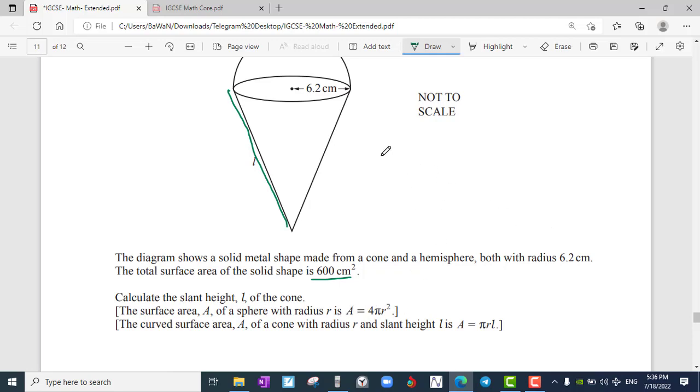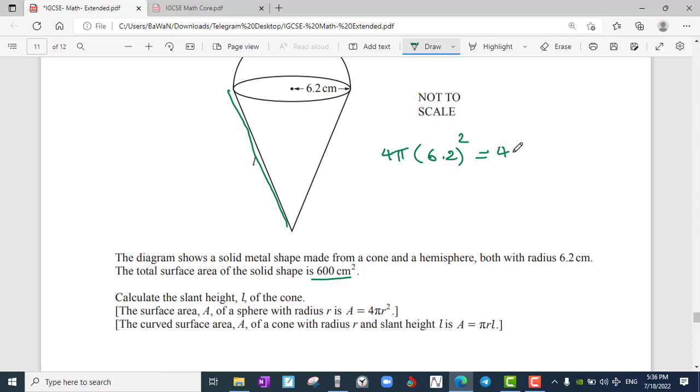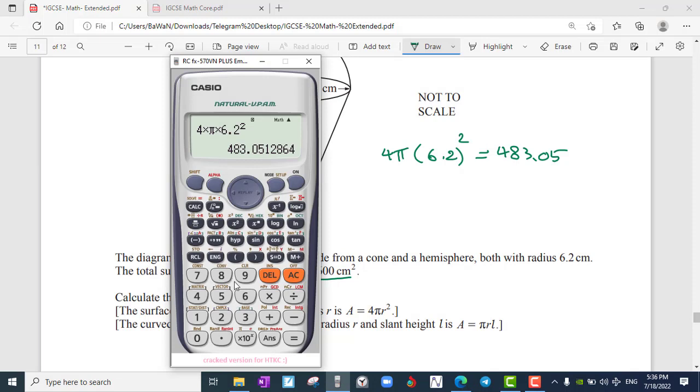Surface area of hemisphere is 4 pi r squared, which is 6.2 squared. Do this by calculator. 4 times pi times 6.2 squared is equal to 483.05. I tried to not round every step. Now I want to subtract this from 600. 600 minus the previous answer, that's 116.9.